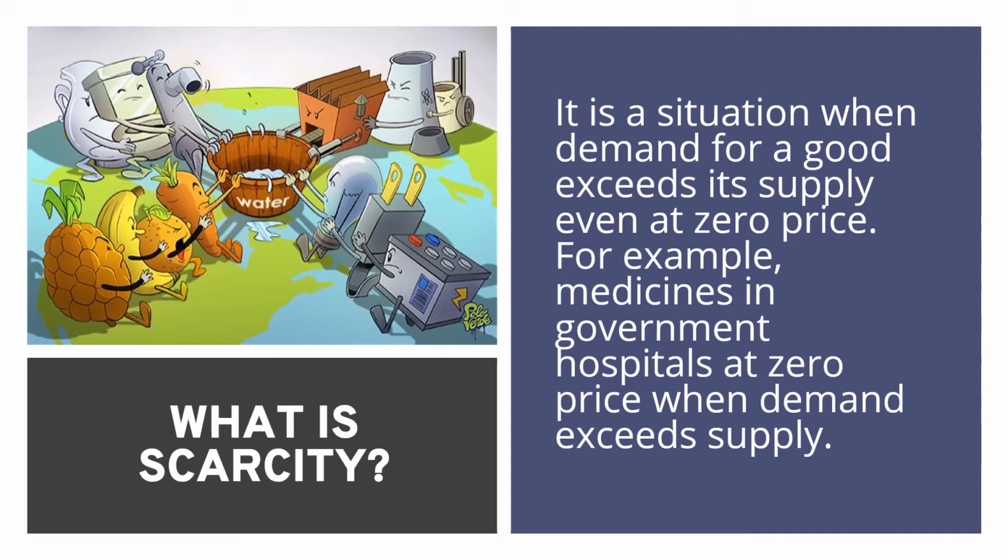Now, resources are scarce only in relation to their demand. So what is scarcity? Scarcity is a situation when demand for a good exceeds its supply even at zero price. For example, medicines in government hospitals at zero price when demand exceeds supply. Or perhaps during the time of pandemic, vaccines may be given for free. But we know that the demand for vaccines is far more than its supply, even when they are provided freely.